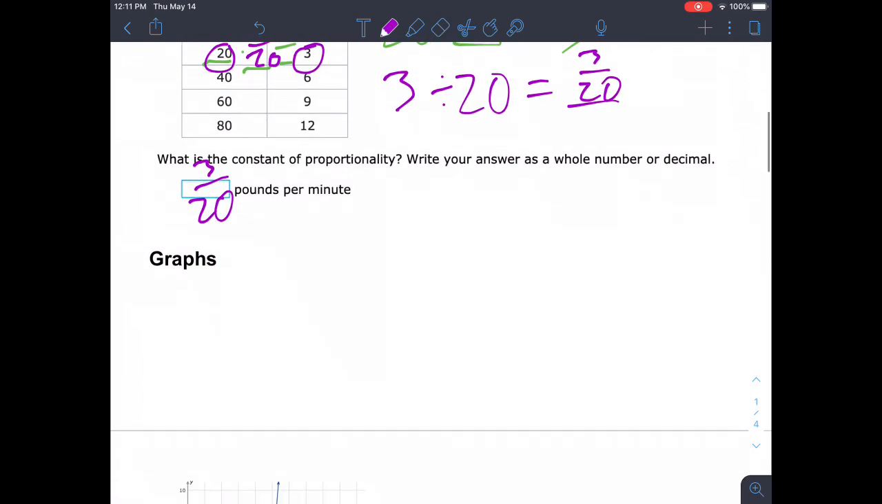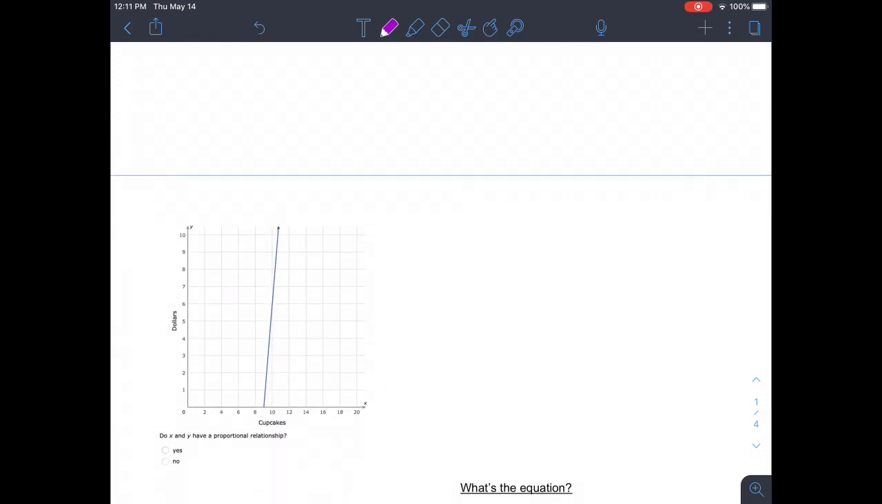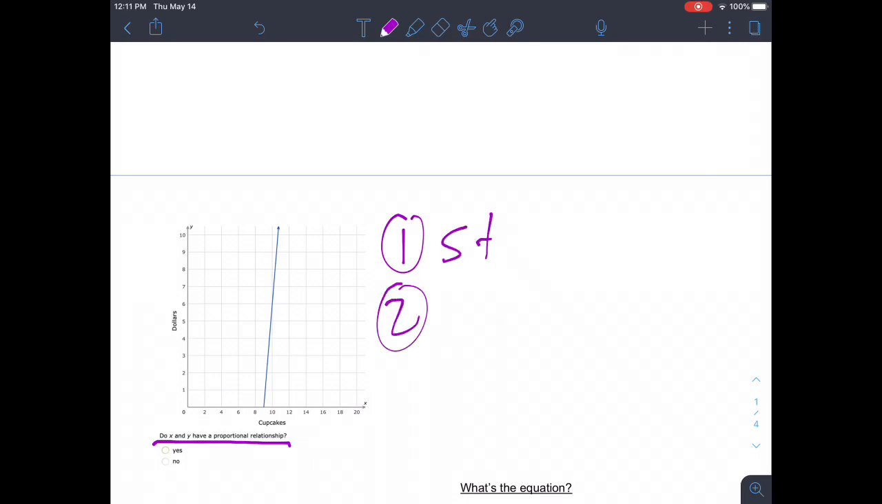Then we're going to see problems with graphs. And it's going to ask you a problem like this. Do x and y have a proportional relationship? Hopefully, you remember from earlier in the week, there are 2 things we have to look for. The first thing is it's got to be a straight line.